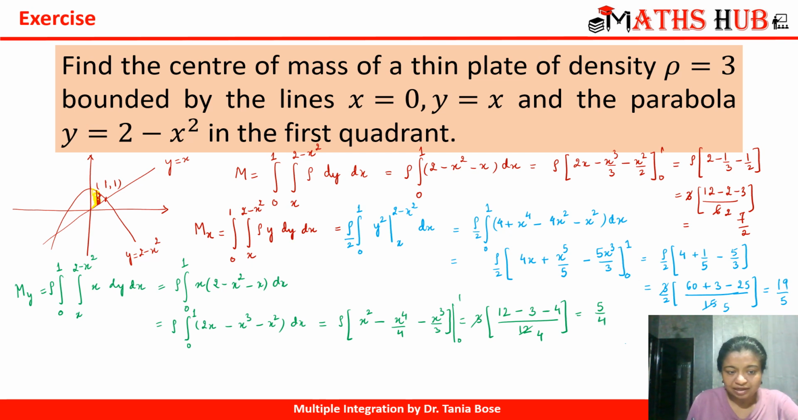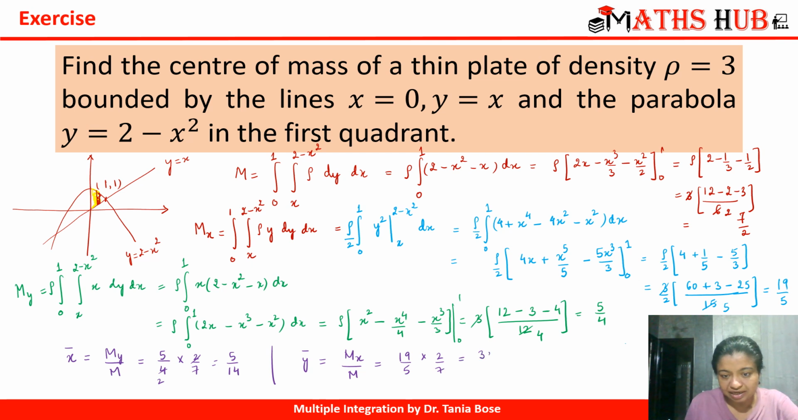Right? So finally, my point x bar, that is the center of mass, is x bar equals My by m. So that is 5 by 4 into m is 2 by 7, right? The opposite of it. So that is 5 by 14, and y bar will turn out to be Mx by m. So Mx is 19 by 5 into 2 by 7. So that turns out to be 38 by 35, right? So these are your center of mass.